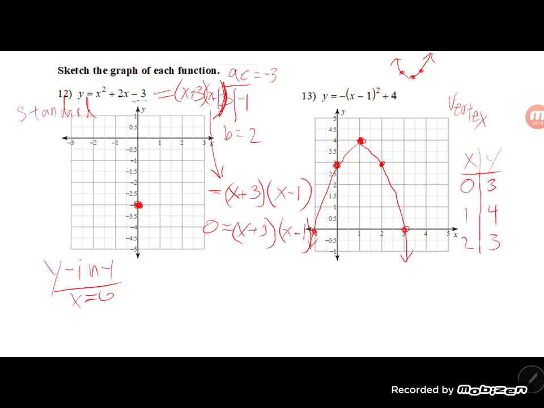So x, by the zero product rule, is going to be equal to negative 3, and x is going to be equal to 1, because one of those would have to go to 0 to multiply to 0, so we choose the opposites of what's inside there. Those are our two x-intercepts, so we'll put one at negative 3 and one at positive 1. And I can already tell my axis of symmetry is going to be right in the middle of those two coordinates, right there.